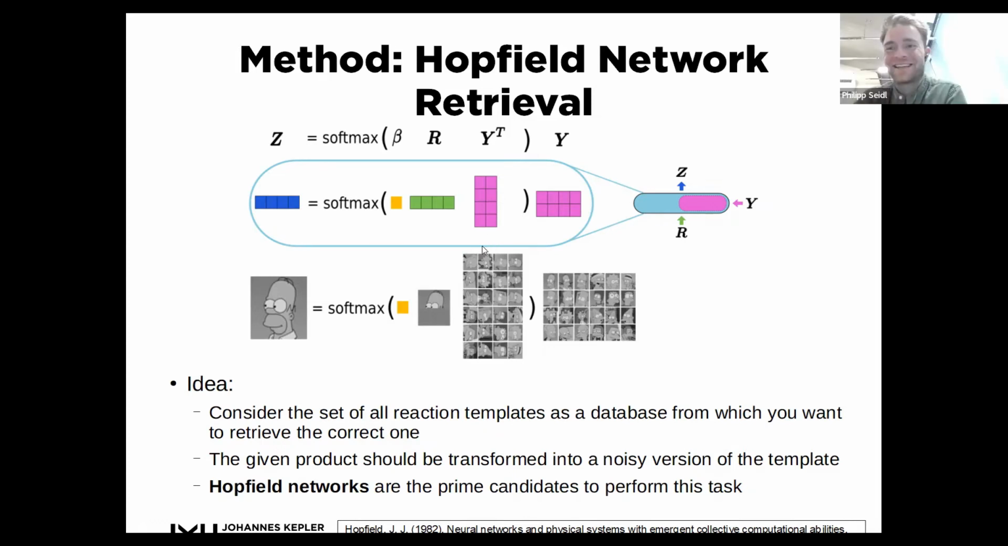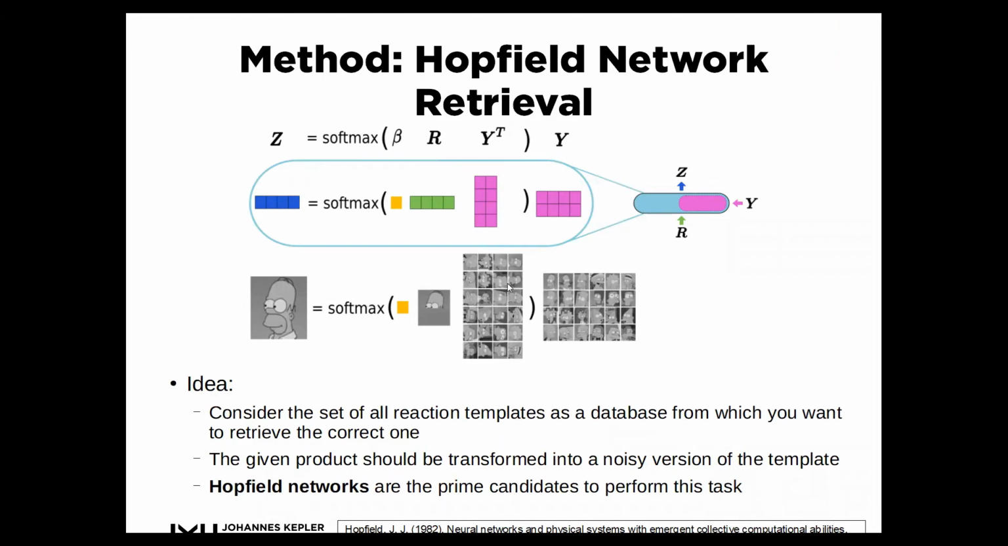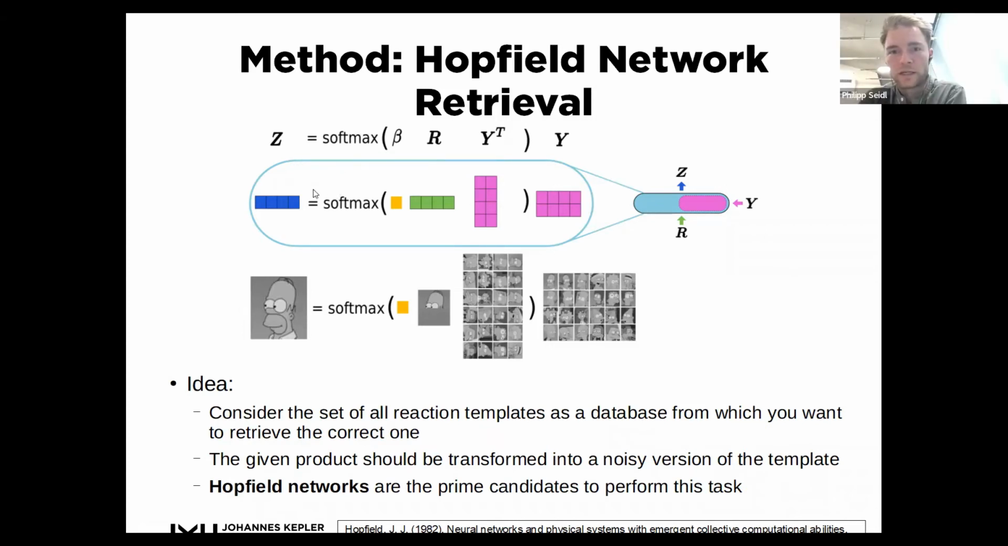You will get a mashup of all the Simpsons characters, a mixture of the different pictures in your database. You can see this beta parameter as the inverse of the temperature, if you think about the temperature parameter in softmax. Okay, thank you. And I want to emphasize again, this is just one application of how modern Hopfield networks can be used, and we have used it here.